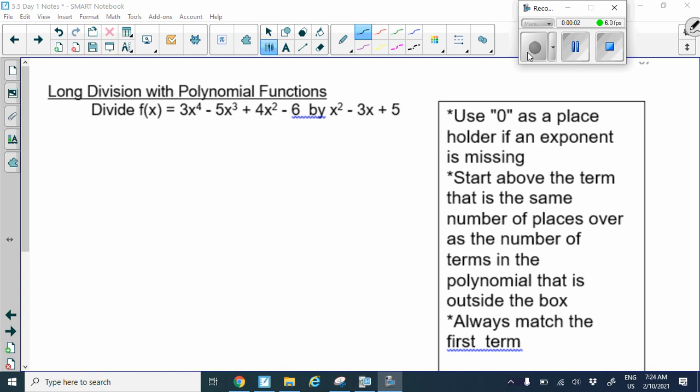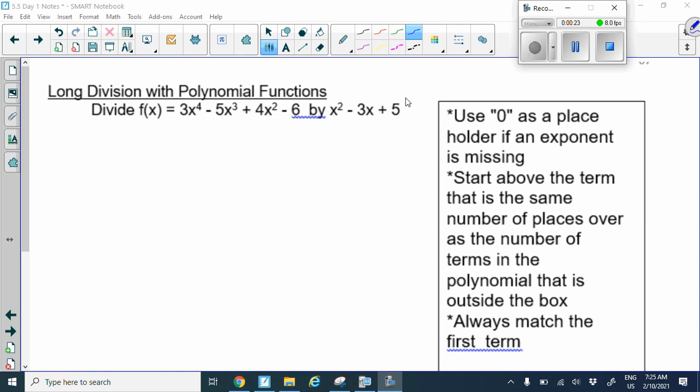Hey guys, so here's part 2 of the 5.5 day 1 notes. Okay, once again, we're just going to do another division one. So we have 3x to the 4th minus 5x cubed plus 4x squared minus 6 divided by x squared minus 3x plus 5. Now, we did talk about using 0 as a placeholder if an exponent is missing.